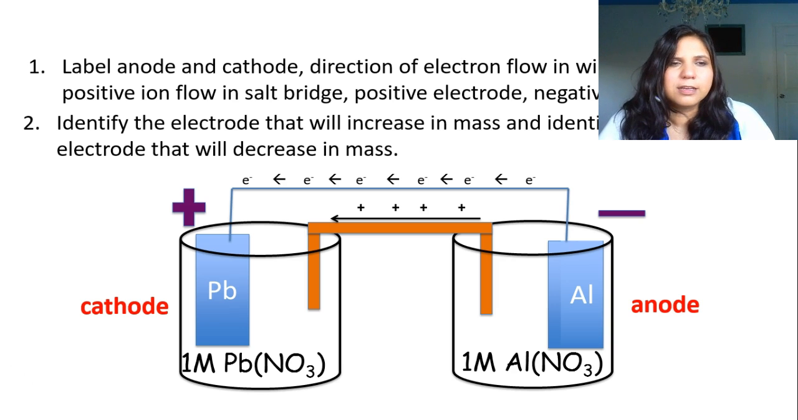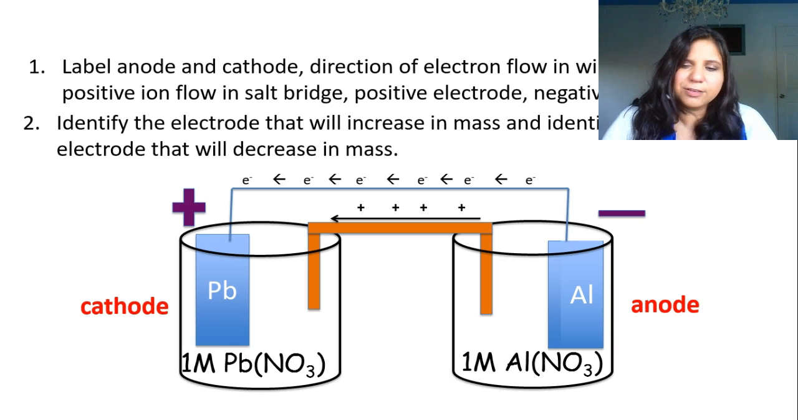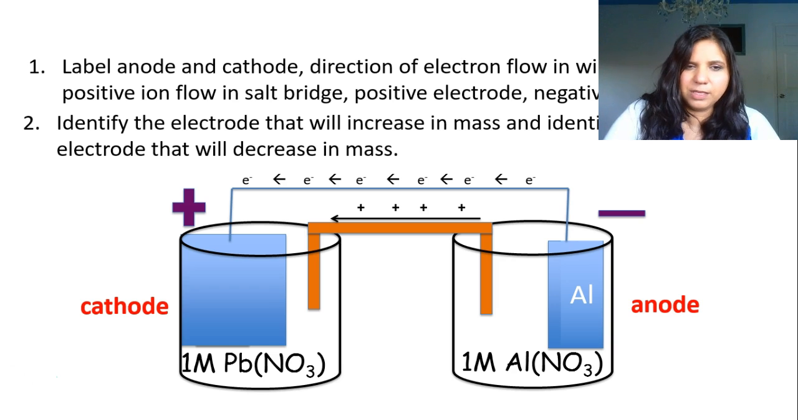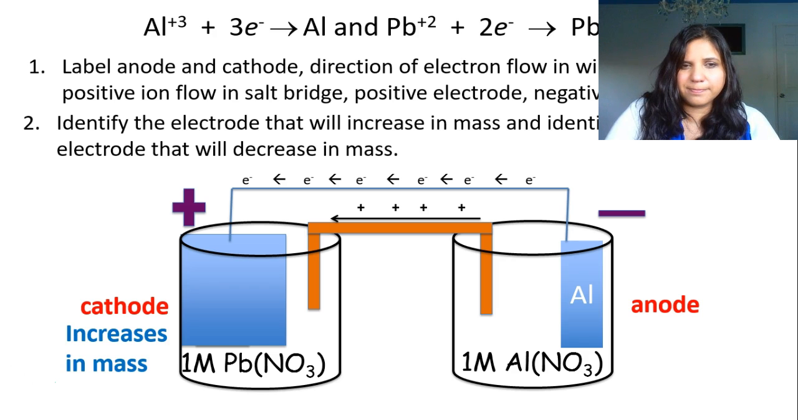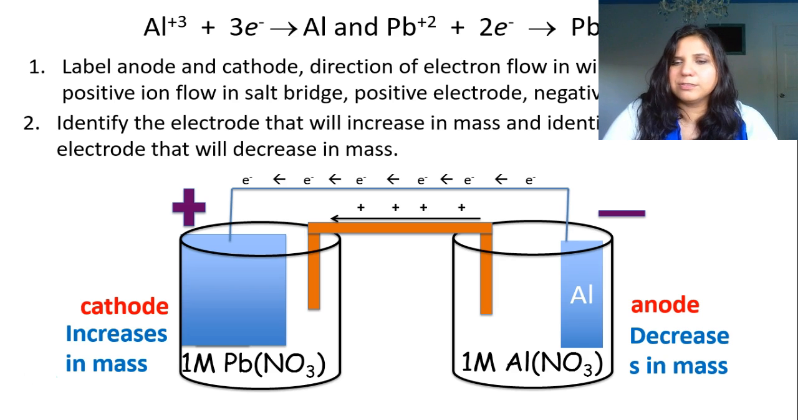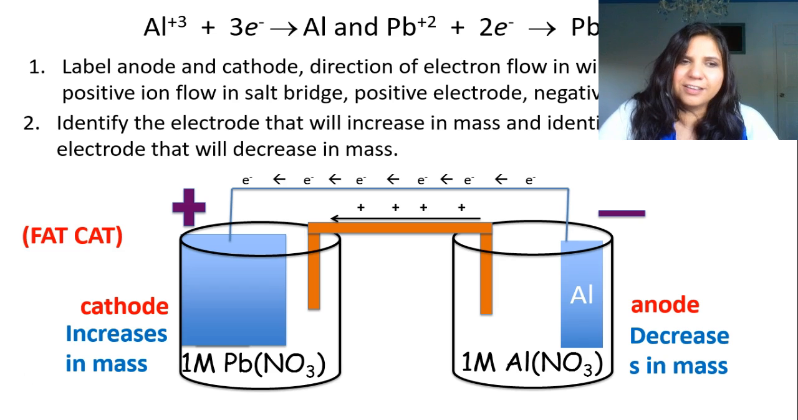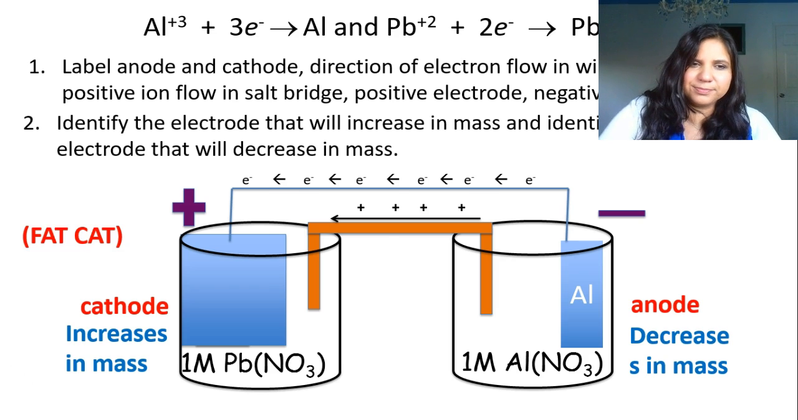All right. Number 2, identify the electrode that will increase in mass and identify the electrode that will decrease in mass. So remember, it's a fat cat. The cathode gets bigger, it grows, and the anode gets smaller, it shrinks. So the cathode increases in mass and the anode decreases in mass. That's kind of funny. Remember, fat cat.